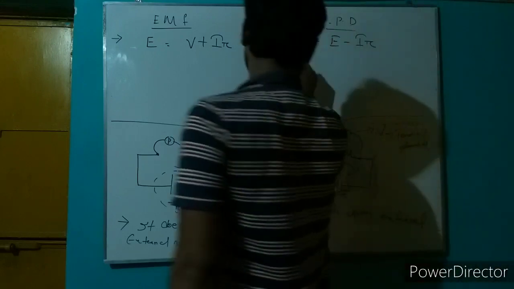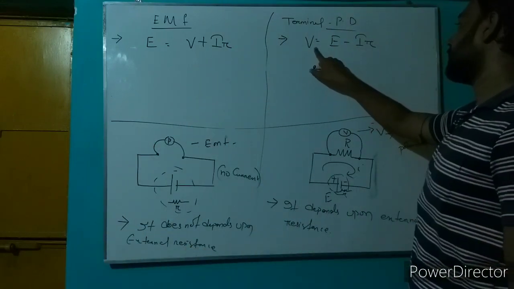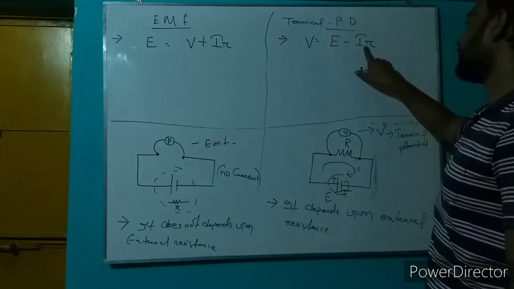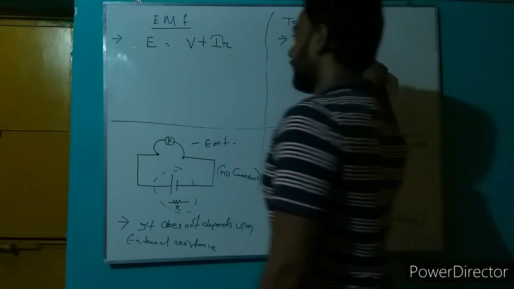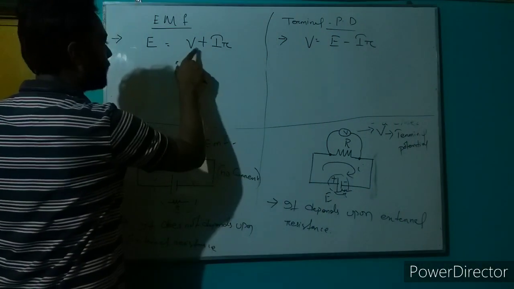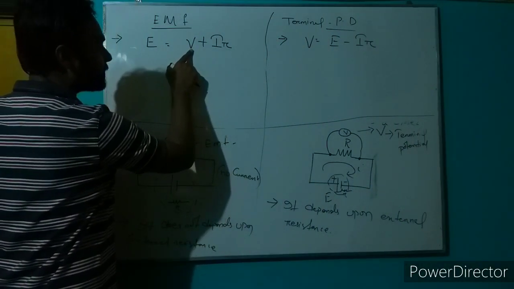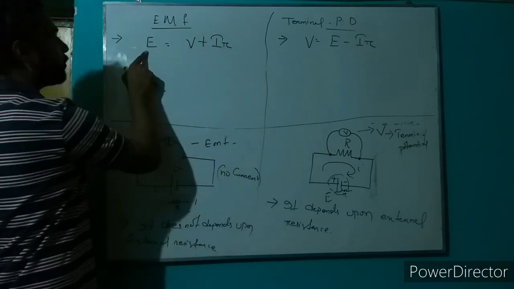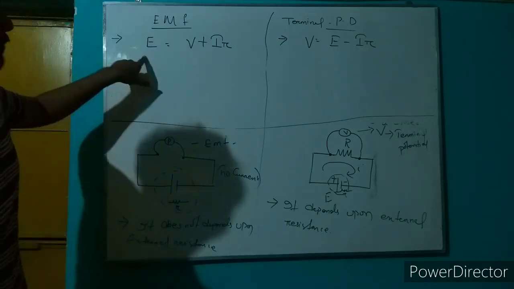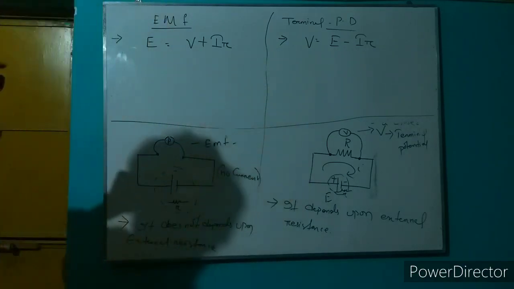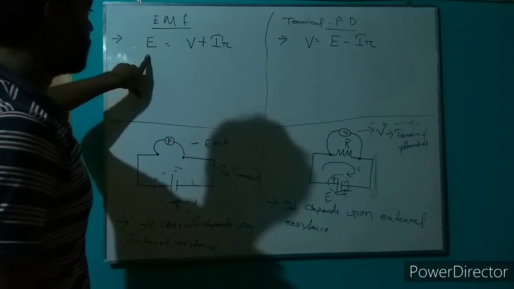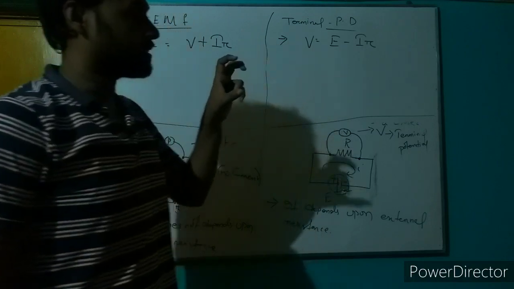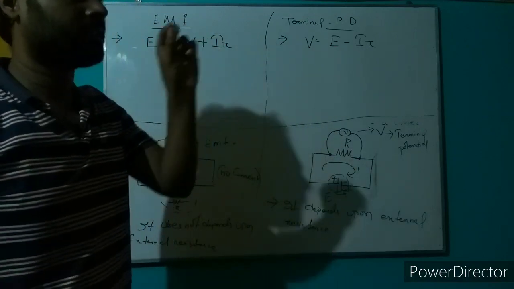This is the formula of potential difference: V equals E minus IR. That means EMF of the cell minus total current flowing through the circuit times internal resistance of the cell. Here E equals V plus IR: V means terminal potential difference plus current flowing through the circuit times internal resistance of the cell, which gives the electromotive force. In both formulas we notice that the EMF of the cell contains the maximum potential difference, but terminal potential difference is quite less than that of the EMF of the cell.